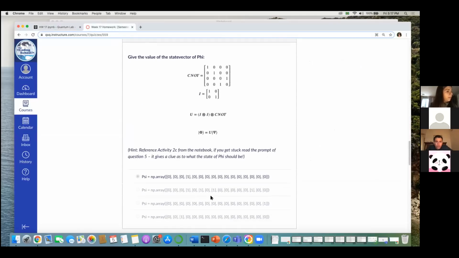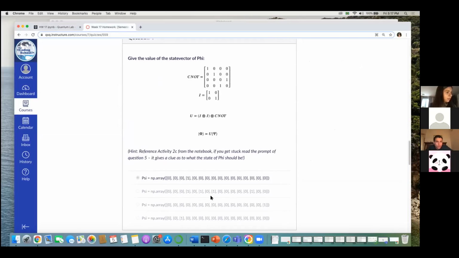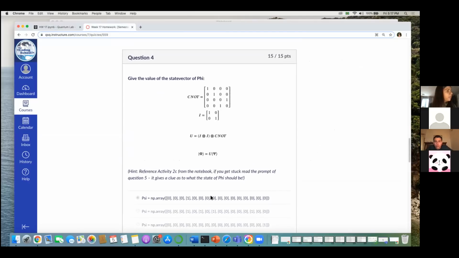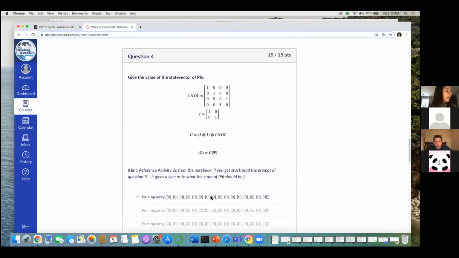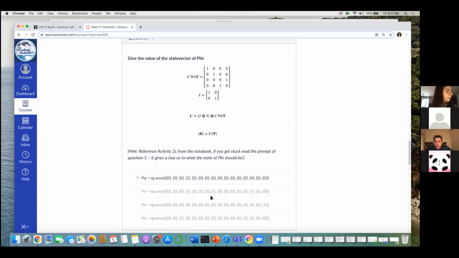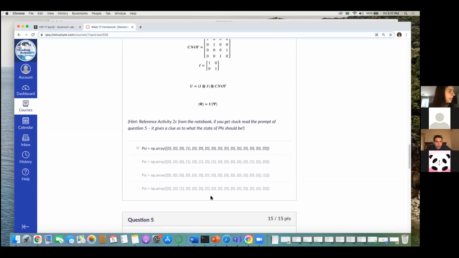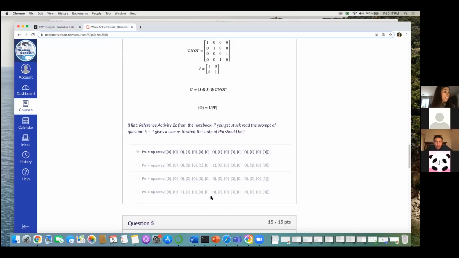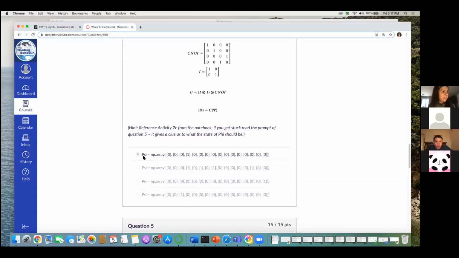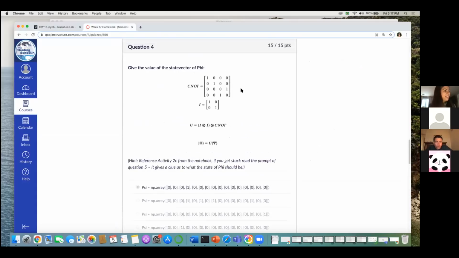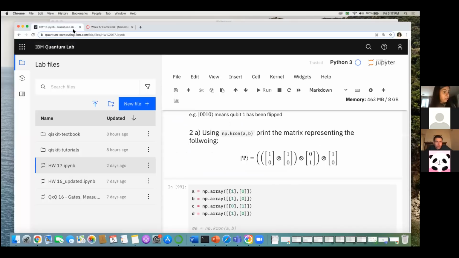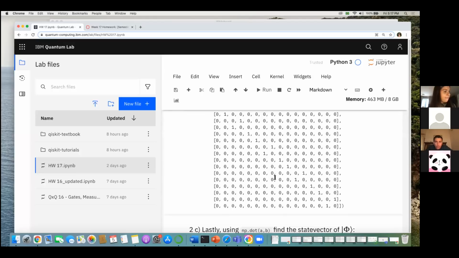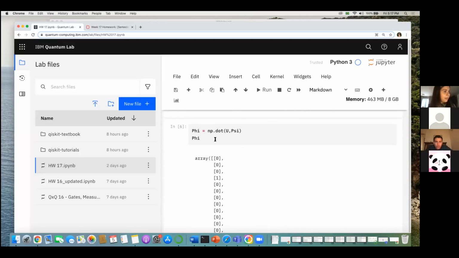And now question 4. Yeah, question 4, give the value of state phi. It asks you to tell the result of vector phi, but it says psi here, but you should understand it's phi. It's the exercise we did in the homework, on the Jupyter notebook here. It's the state phi. Yeah, it's phi, okay?